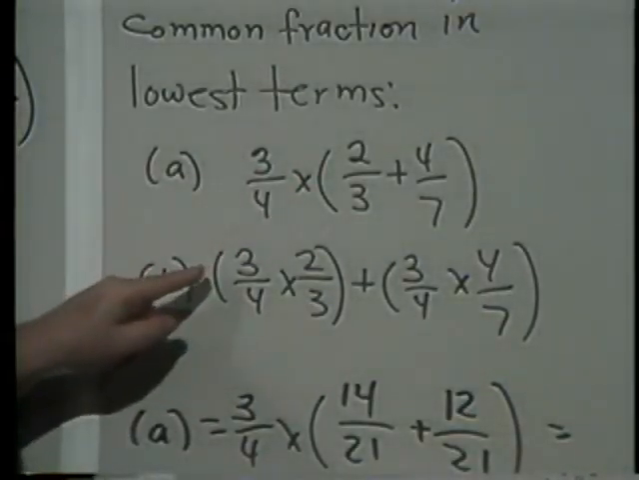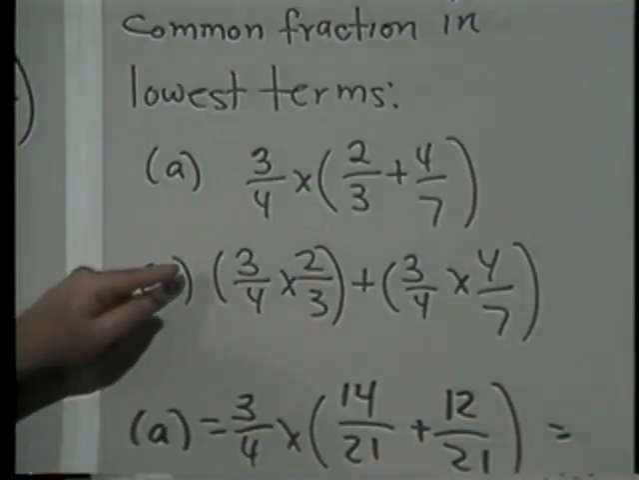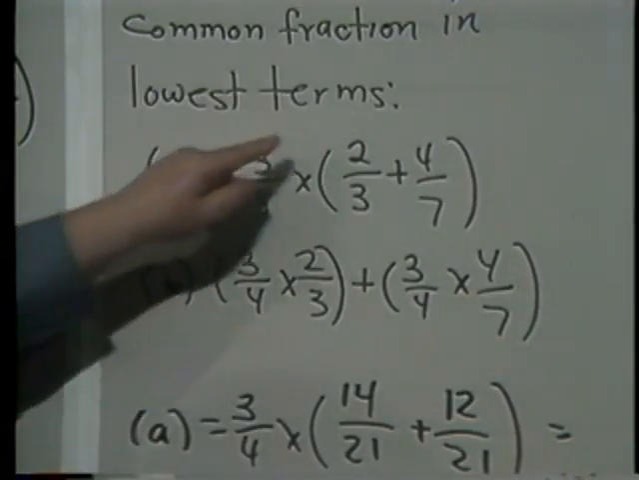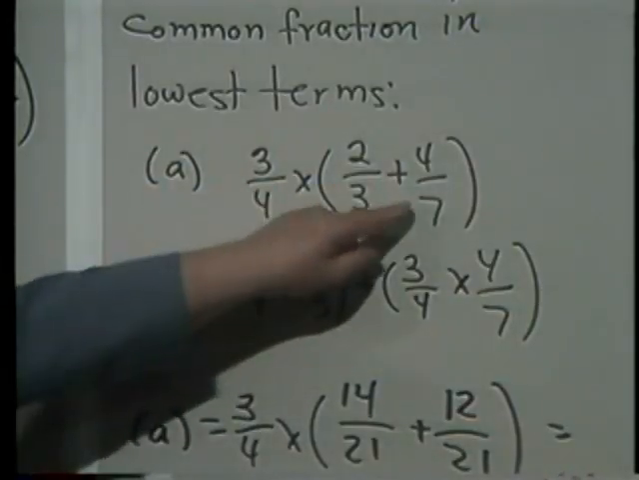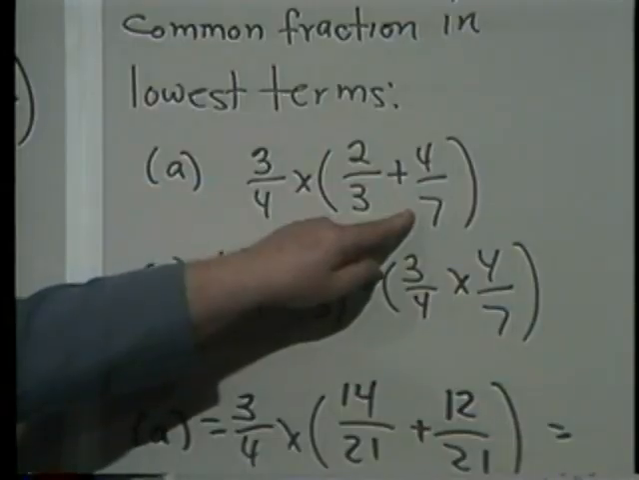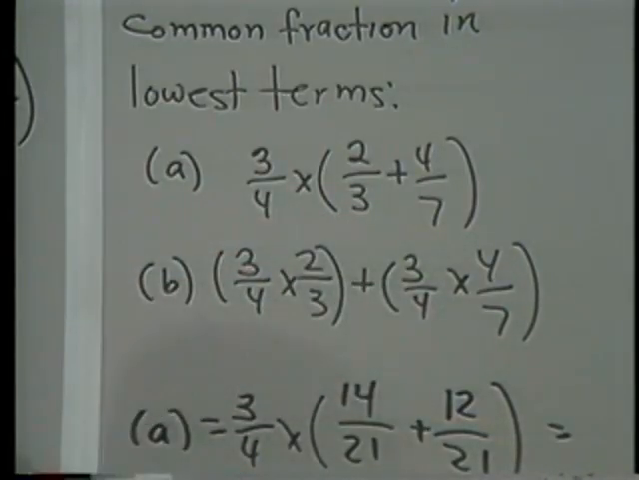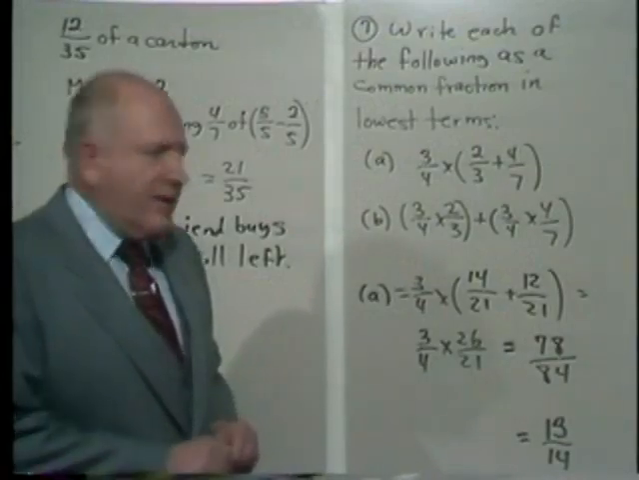Look at part B. Part B says, take the 3/4 and multiply it by the 2/3. Then take the 3/4 and multiply it by the 4/7. See the distributive property? Add the two together, and let's see what answer we get. And you see, if the distributive property is correct, these two answers should come out to be the same.